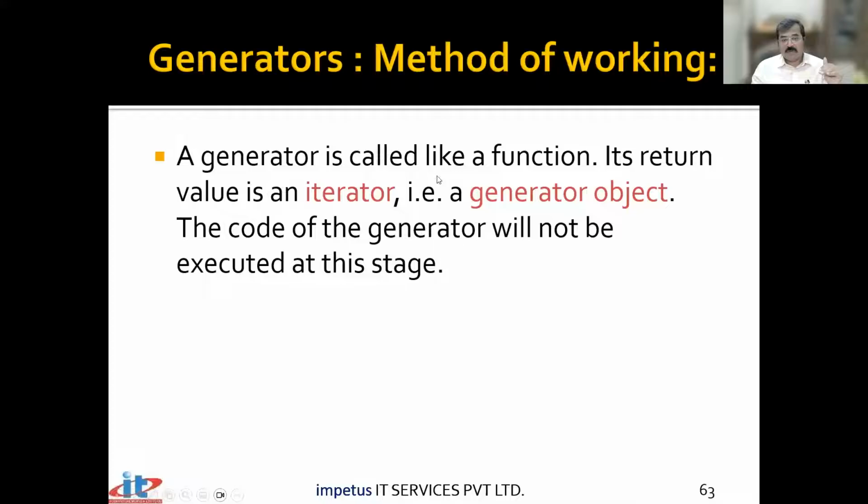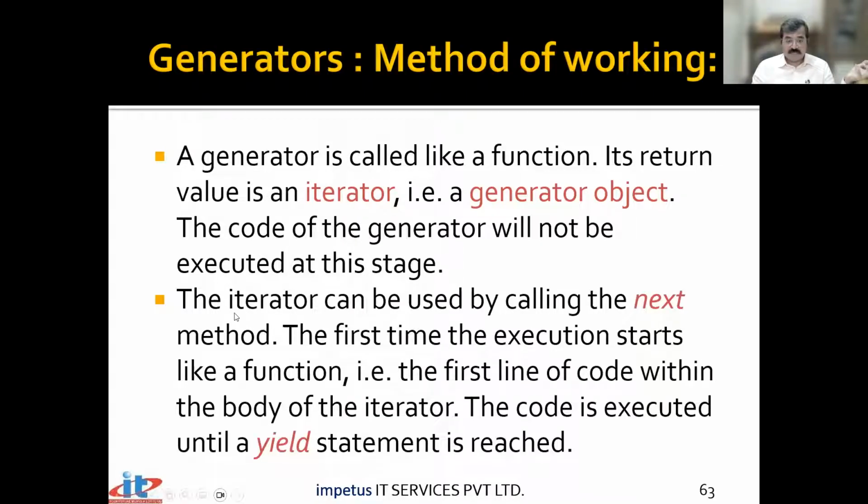A generator is called like a function. It returns an iterator, that is a generator object. The code for the generator will not be executed at this stage. So when we make the first call to the generator function, the function is not executed; rather, it returns a generator object. The iterator can be used by calling the next method.